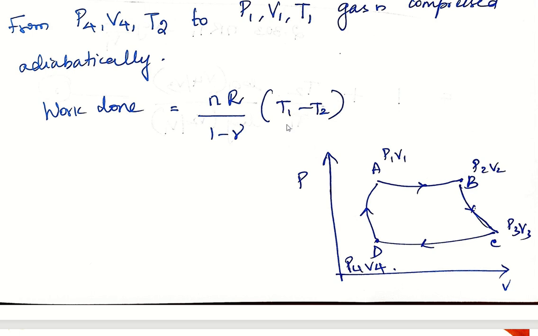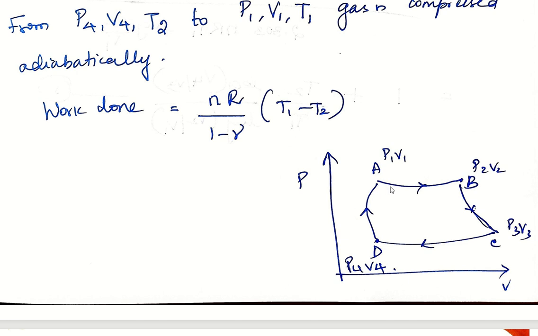Therefore, we substitute here T1 minus T2. This is going to be the pressure and volume curve for the adiabatic process. It starts from A, moves to B through isothermal expansion, then from B to C in adiabatic expansion, then C to D in isothermal compression, and D to A in adiabatic compression.